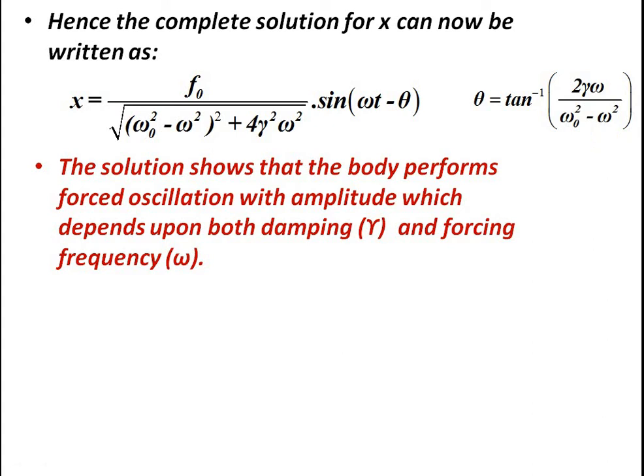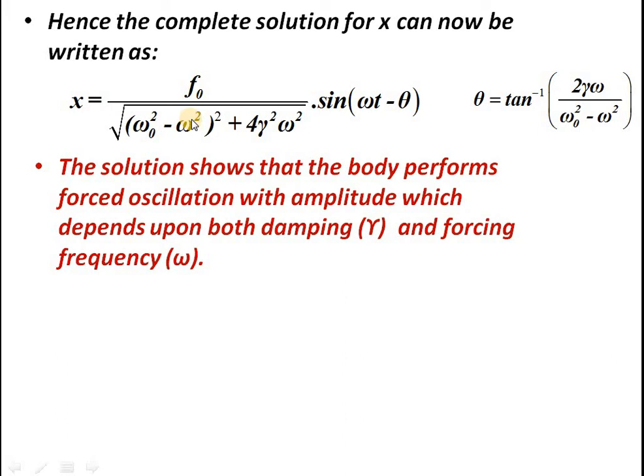Even f0, or small f0, you can write in terms of capital F0, that is, capital F0 by m. So there will be m in the denominator. That is left for you. Now we can see that this omega is a variable.